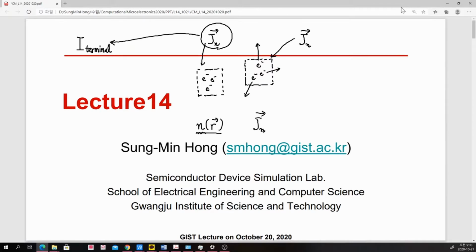So if we restrict ourselves to these two physical quantities, how many electrons are there? And how fast are they? If we restrict in this sense, then maybe we can develop a much simpler model than the Boltzmann transport equation. That is our idea.